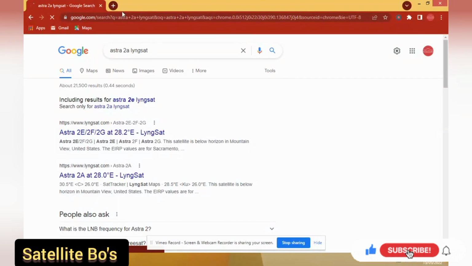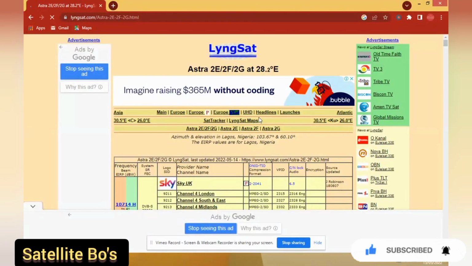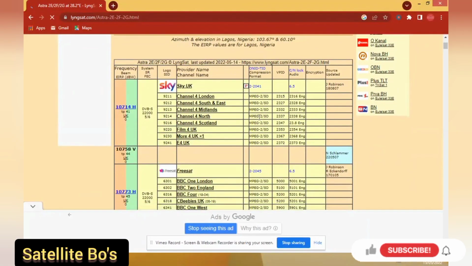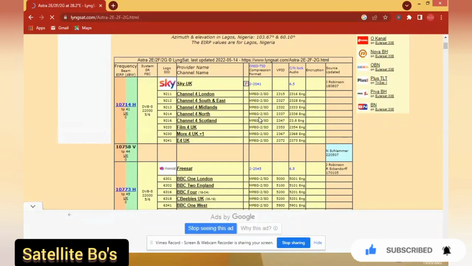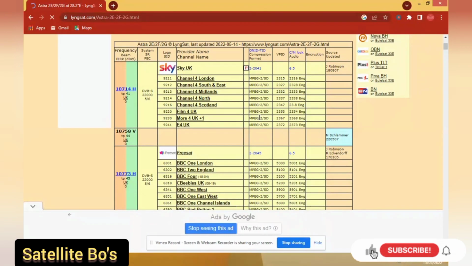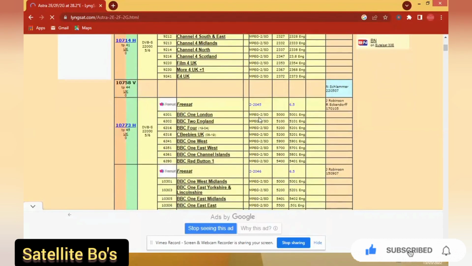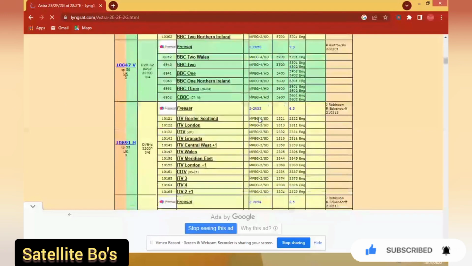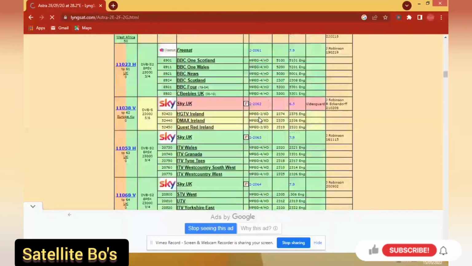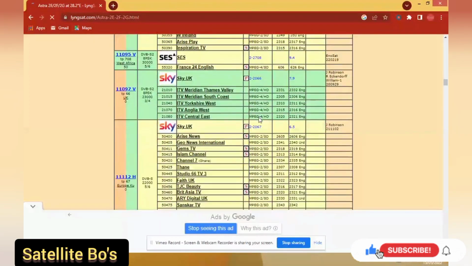So you see, Astra 2 e-lyngsat. I'm clicking on it. That's it over there. Let's scroll. These are the results for the satellite Astra 2A, which is on 28 degrees east. These are the channels and the frequencies attached to it. You see a lot of them. This satellite beam covers a lot of continents.